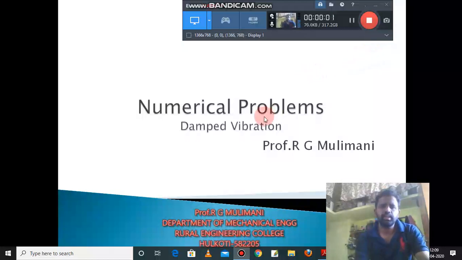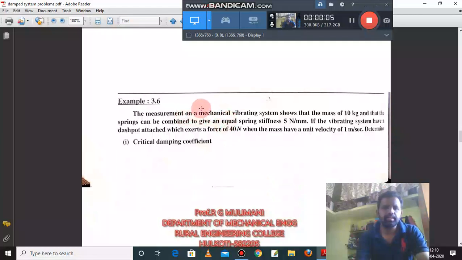Okay, we'll continue the numerical problems on the damped vibration. Let's take the next problem. The measurement on a mechanical vibrating system. It is a system which has mass 10 kg. Mass is given and the springs can be combined to give equal spring stiffness. Stiffness value is 5 Newton per millimeter.